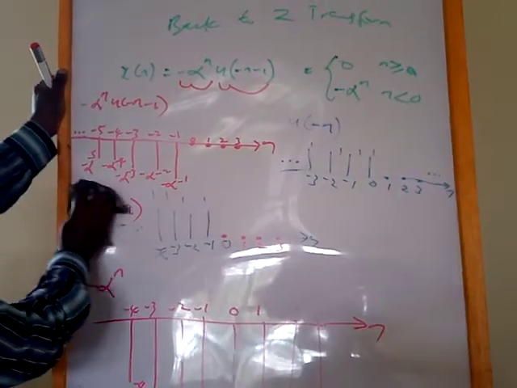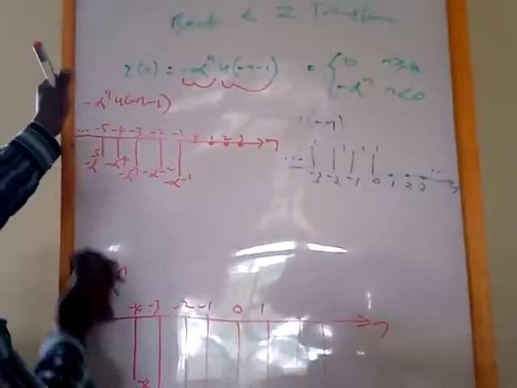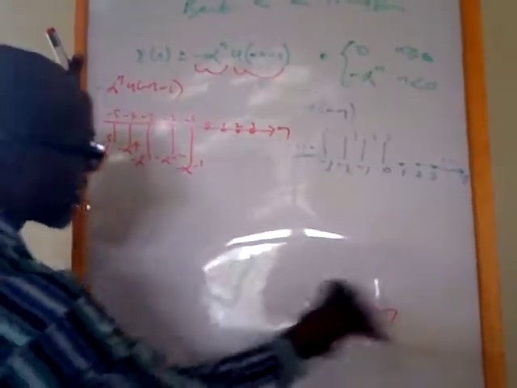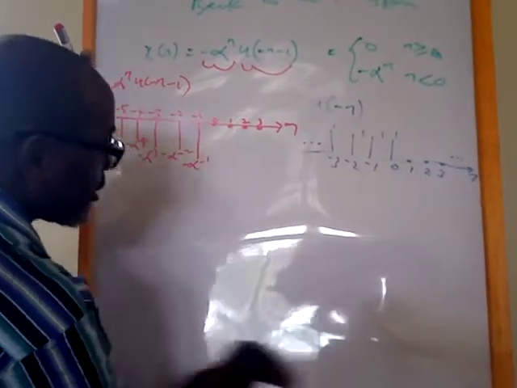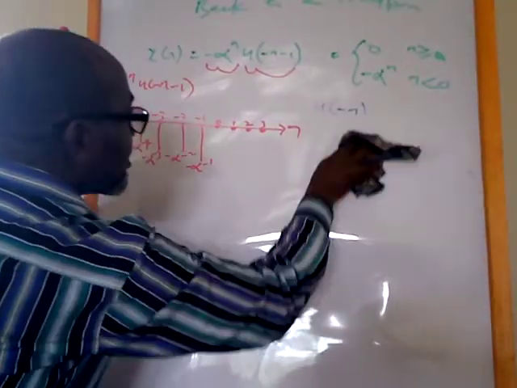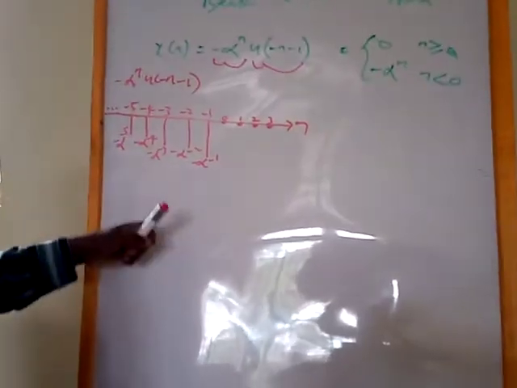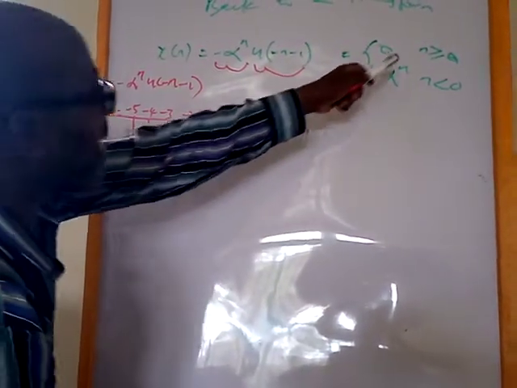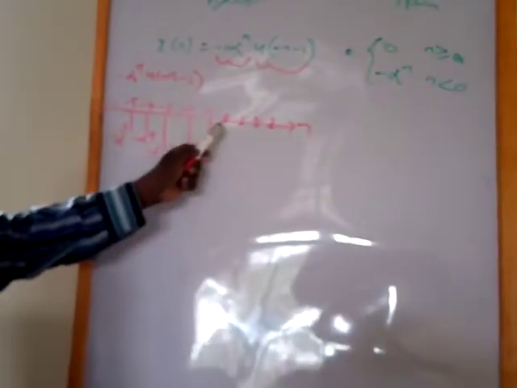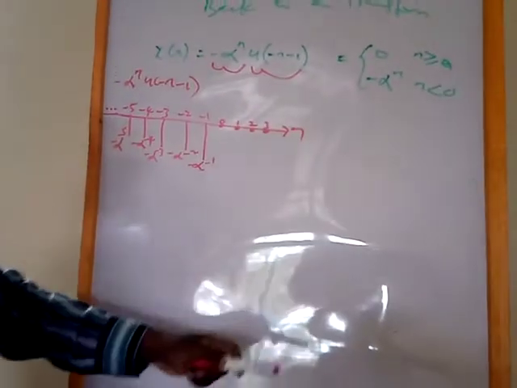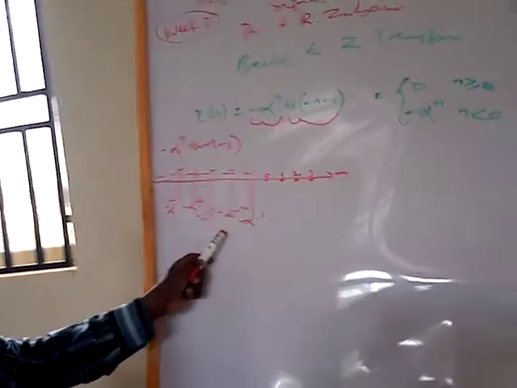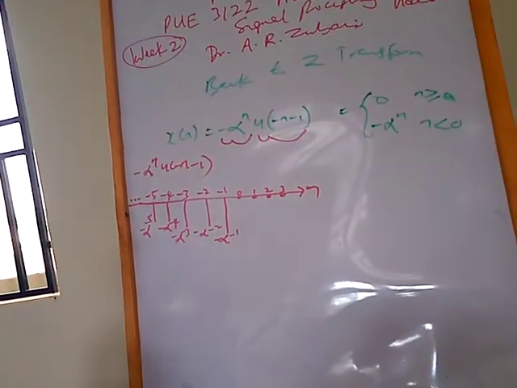I will now remove this. I will remove this. I've used them to get that. I've used them to get where I am going. This is where I am going. And that's what he has told you by this formula. That when n is greater or equal to 0, this thing is going to be 0, 0, 0. When n is less than 0, this thing is going to be simply minus alpha raised to power n.